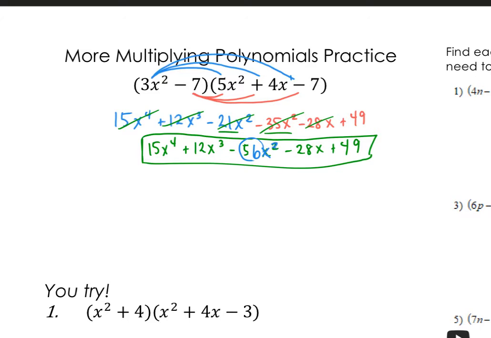So this is kind of a good example of why you should be careful when multiplying. There's lots of different ways you could make mistakes. You could make mistakes with adding, you can make mistakes with combining like terms, you can make mistakes with multiplying, so you should always go back and double check your work. So this should be the answer, 15x to the 4th plus 12x cubed minus 56x squared minus 28x plus 49.